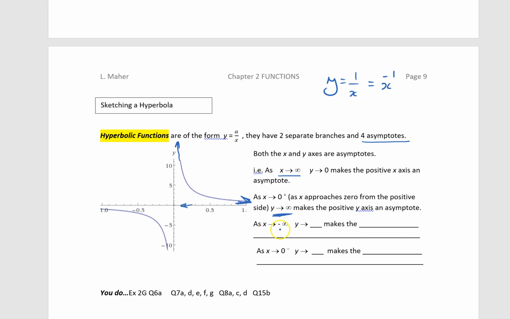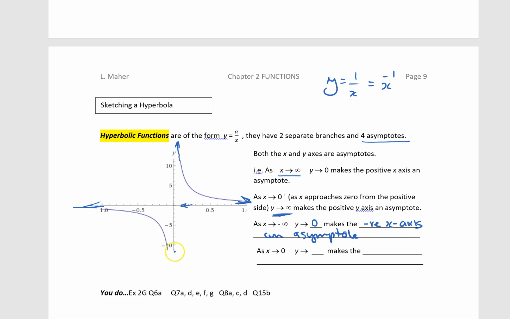As x heads to negative infinity, so x is going down here to negative infinity, where is the graph trying to get to? The graph is trying to get to y is 0, so it makes the negative x-axis an asymptote.